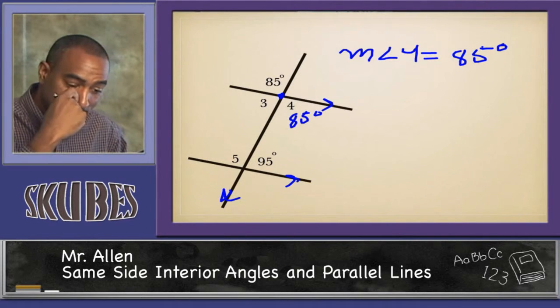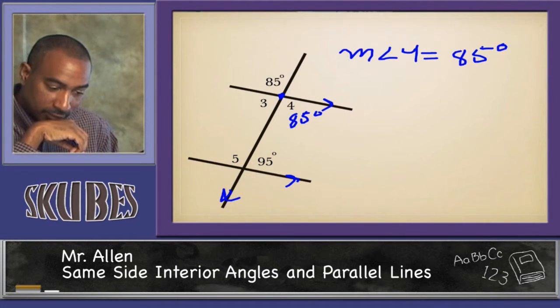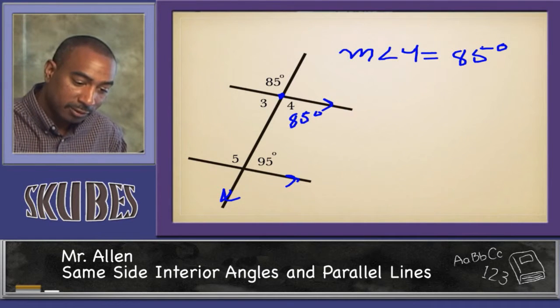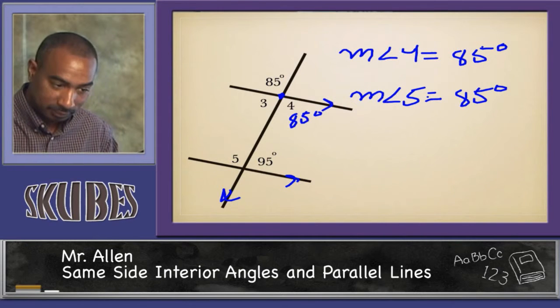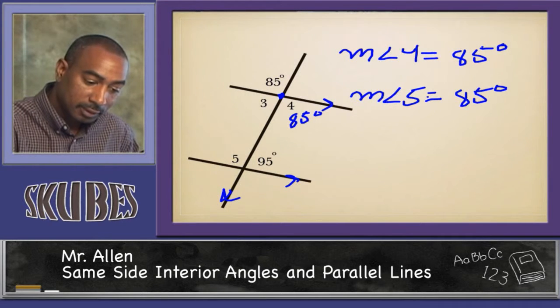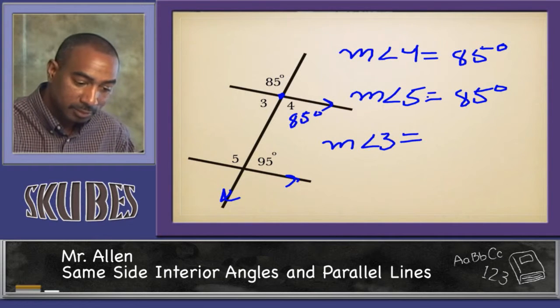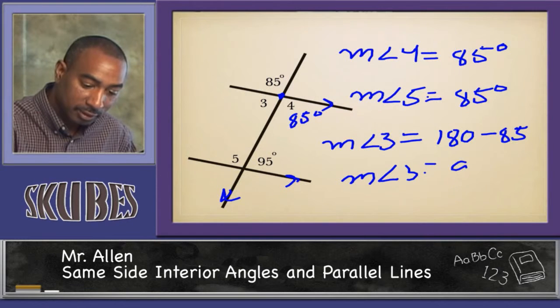But we have two other same side interior angles. That's angle 3 and angle 5. But going back from previous theorems, I know that the measurement of angle 5 must equal 85 because it's alternate interior to angle 4. And I know that angle 5 and angle 3 have a sum of 180. So if I know angle 5 is 85 degrees, the measurement of angle 3 is simply 180 minus 85, which means the measurement of angle 3 must be 95 degrees.